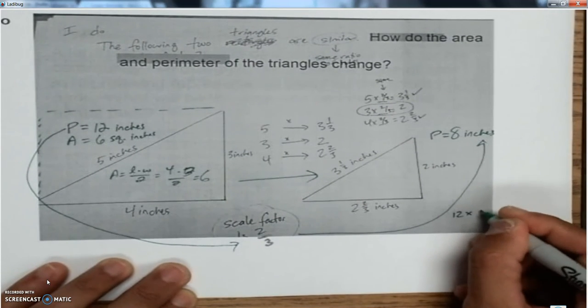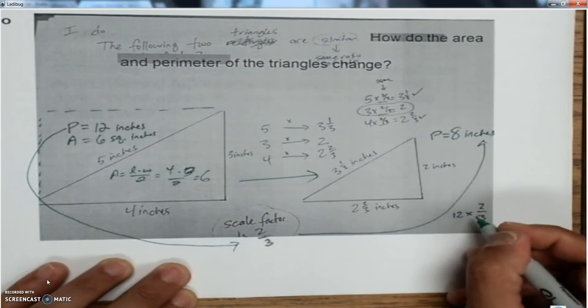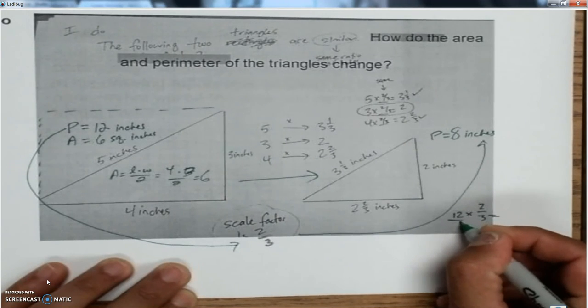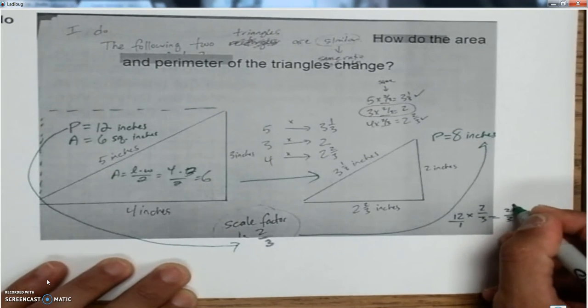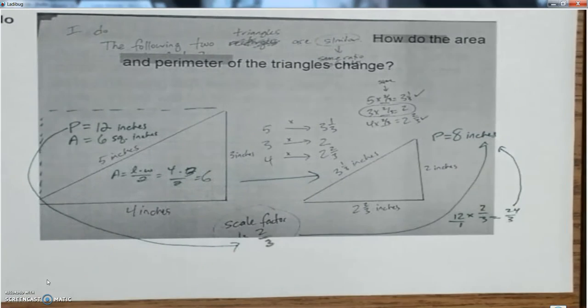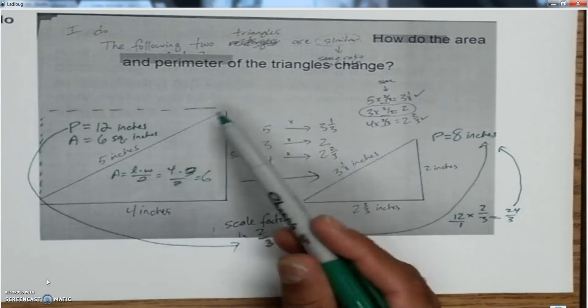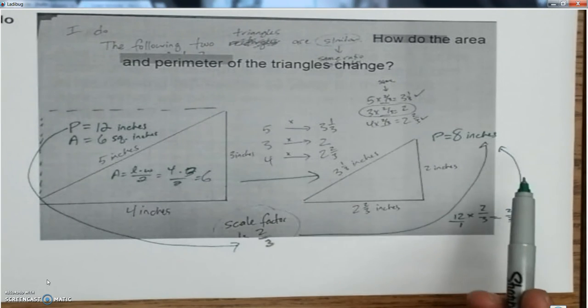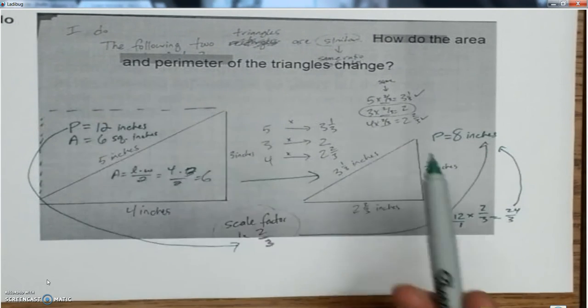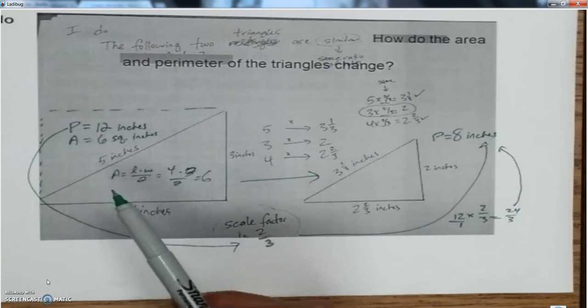12 times 2/3 is 24/3, which is 8. So that followed the scale factor exactly, and that makes sense, right? If every side is 2/3 of the length over here, then the perimeter should be 2/3 the length of this one over here. So that one's not too surprising.